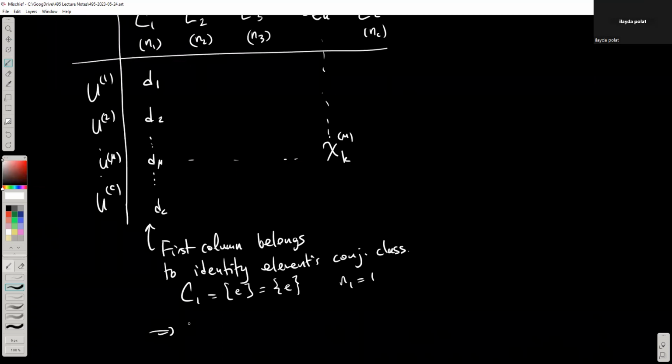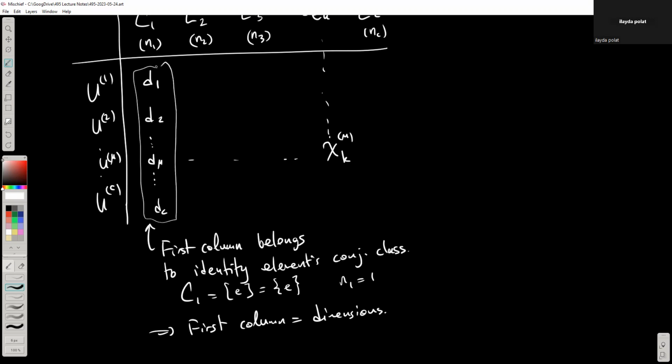So therefore, the first column is equal to the dimensions of the representation. So as a result, this is one of the important places to look at, right? You first need to look at these dimensions. We also know that the sum of the squares of the entries of that column gives you the order of the group. So that's one of the things that you may want to check, for example.